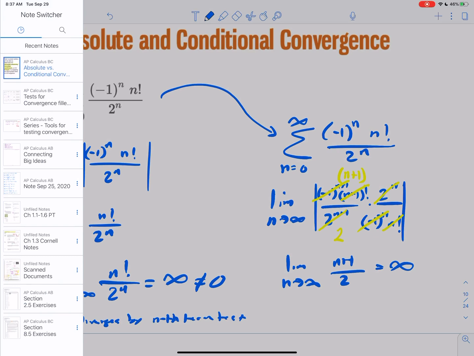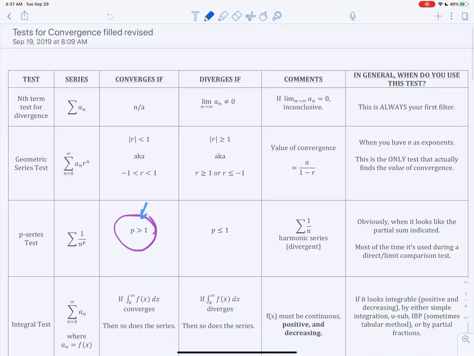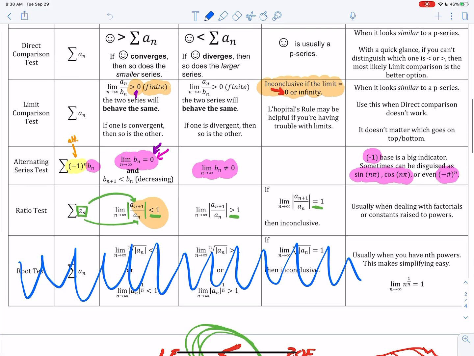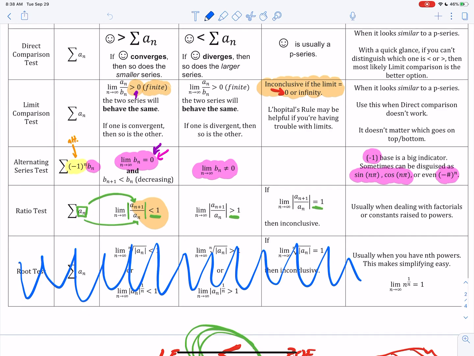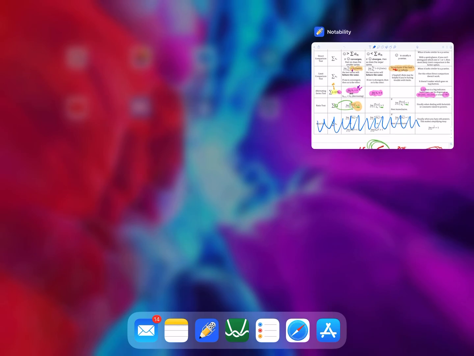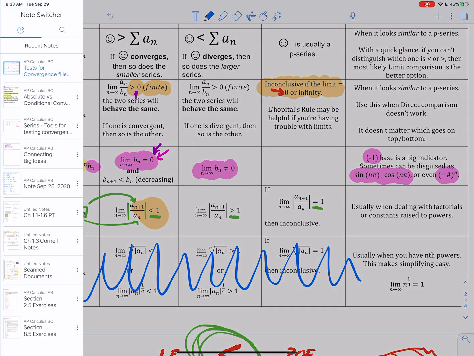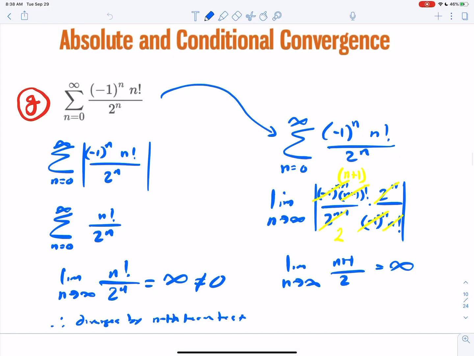I want to say that it diverges. Yeah, it's definitely larger than 1. Therefore, diverges. I'll say because it's greater than 1, it diverges by the ratio test.